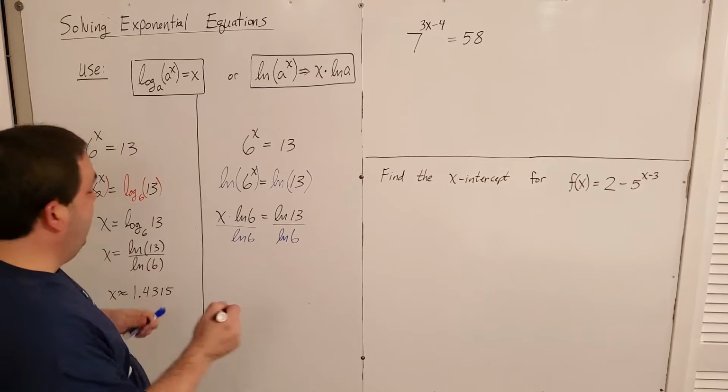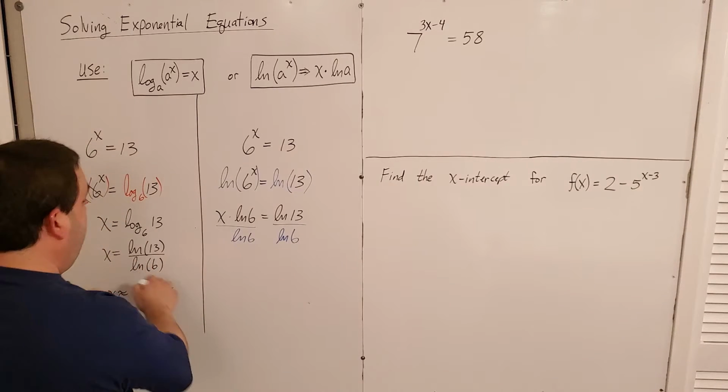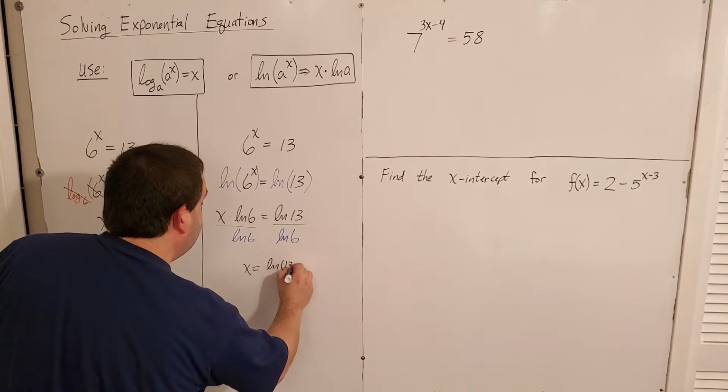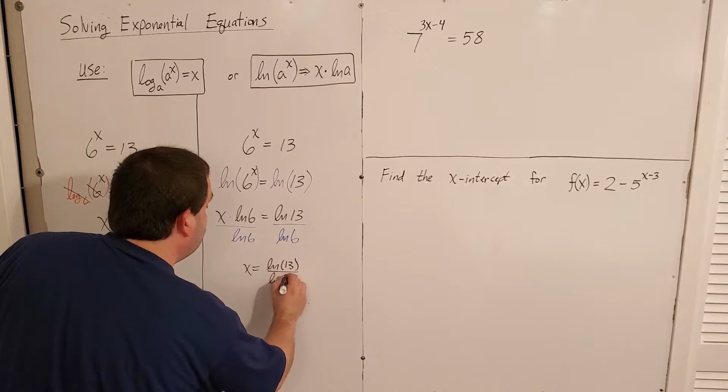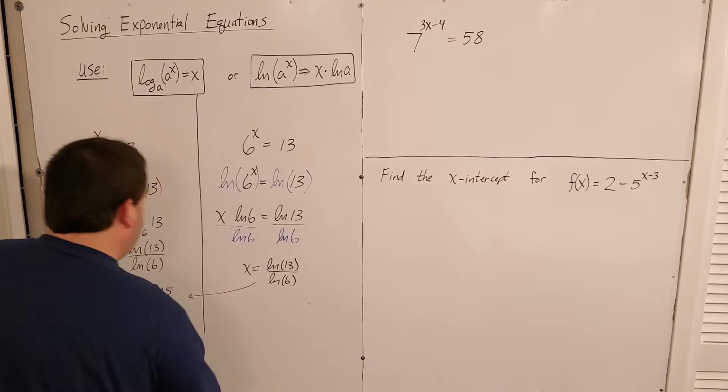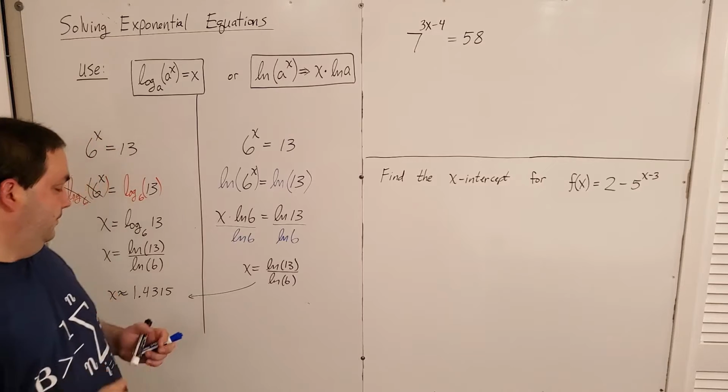Notice that where that lands you is exactly where we were here. I then have x is equal to ln of 13 divided by ln of 6, which of course is the same approximate answer as the other one. Okay?